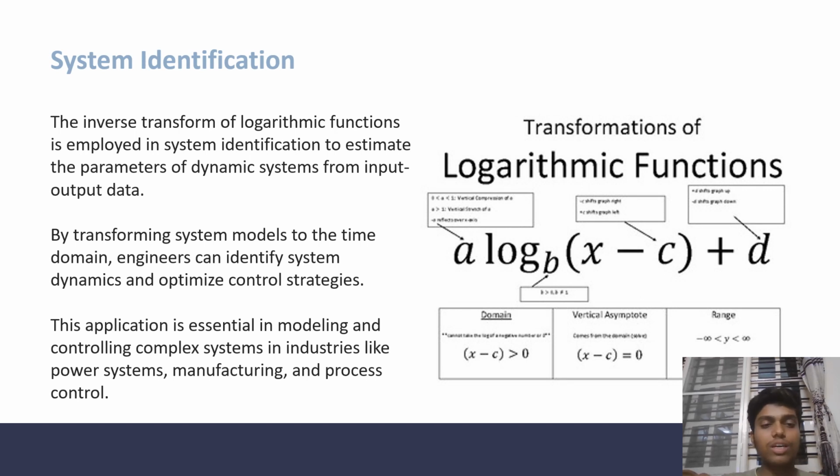System identification. The inverse transform of logarithmic functions is employed in system identification to estimate the parameters of dynamic systems from input-output data. By transforming system models to the time domain, engineers can identify system dynamics and optimize control strategies. This application is essential in modeling and controlling complex systems in industries like power systems, manufacturing, and process control.